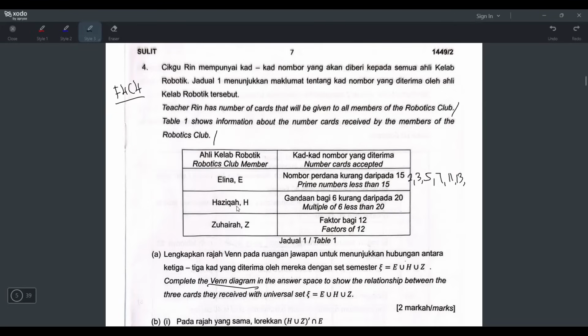Okay, what about Hazika? Her card is multiple of 6 less than 20. Multiple is gandaan, so it will be 6, 12, 6 times 3, 18. 6 times 4 is 24, so that cannot take because they say less than 20. So that's done. Zuhaira, factors of 12.